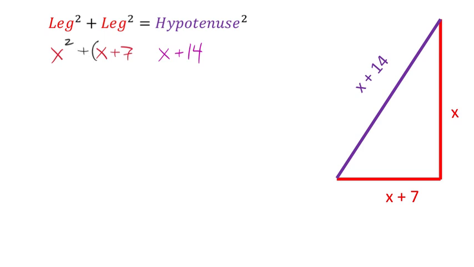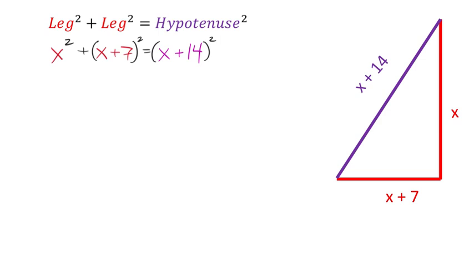But as I square the second leg, which is x plus 7, I'm going to want to show this in parentheses and square it. And it will equal the hypotenuse also in parentheses, which I'm going to square also. Okay? I don't know, not really so fun, but we'll make it work.